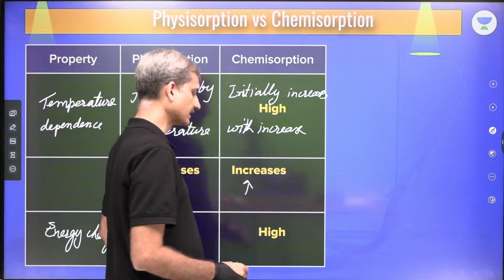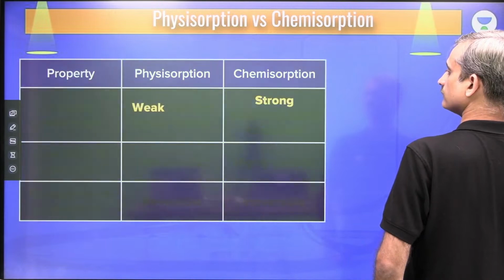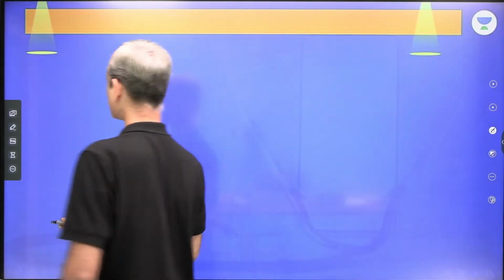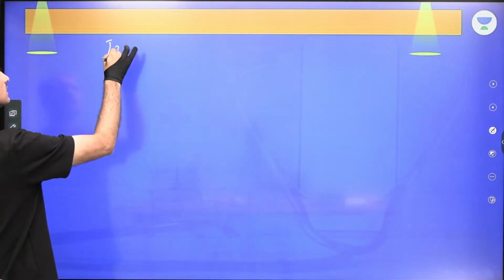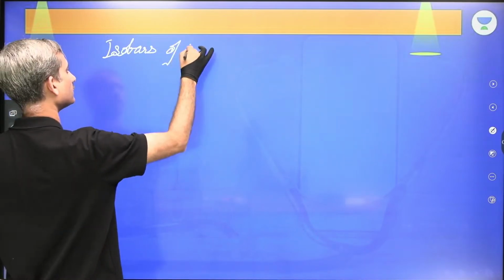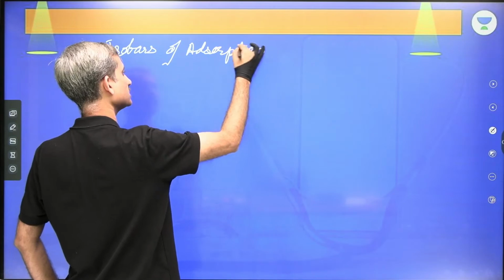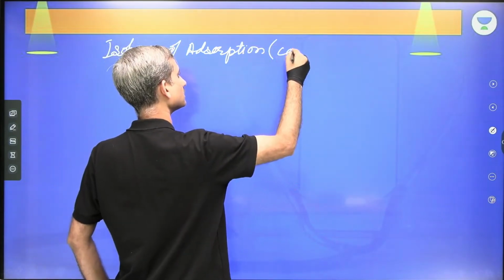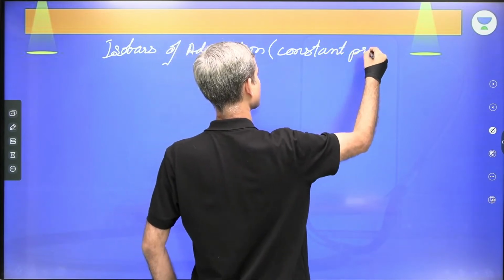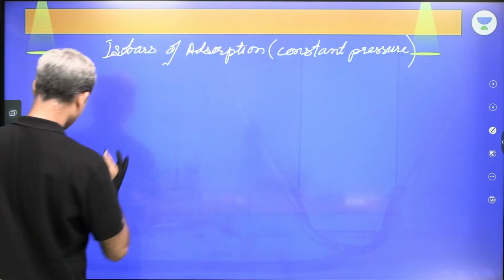In physisorption the energy change is low, in chemisorption the energy change is high. When we talk about the graphs, here we are talking about isobars of adsorption. Isobars of adsorption means constant pressure. So here we talk about the graph.